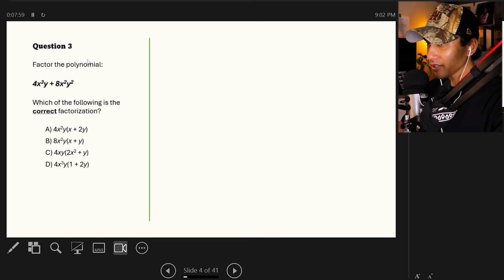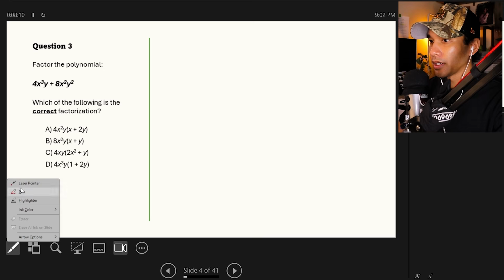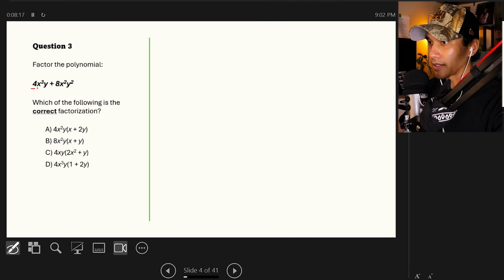Okay, factor the polynomial. 4x cubed y plus 8x squared times y squared. So what we're going to have to do here is treat each of these, the 4, the x, and the y, as like its own term, right? And then what we want to do is get the greatest common factor out from each term.